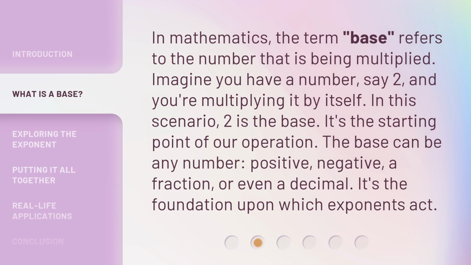In mathematics, the term base refers to the number that is being multiplied. Imagine you have a number, say 2, and you're multiplying it by itself. In this scenario, 2 is the base. It's the starting point of our operation. The base can be any number: positive, negative, a fraction, or even a decimal. It's the foundation upon which exponents act.